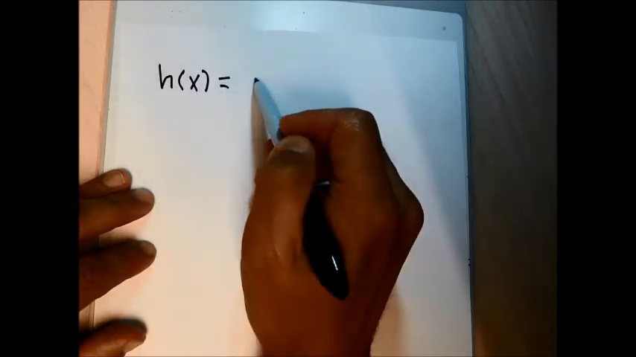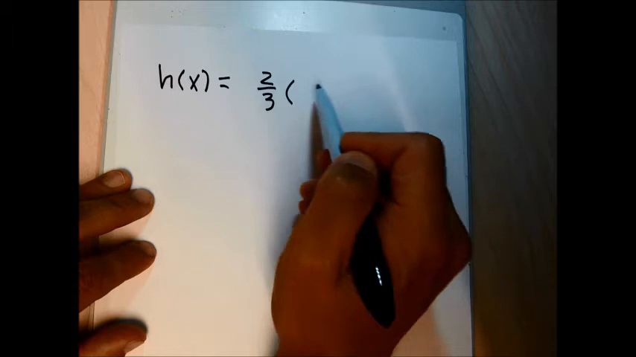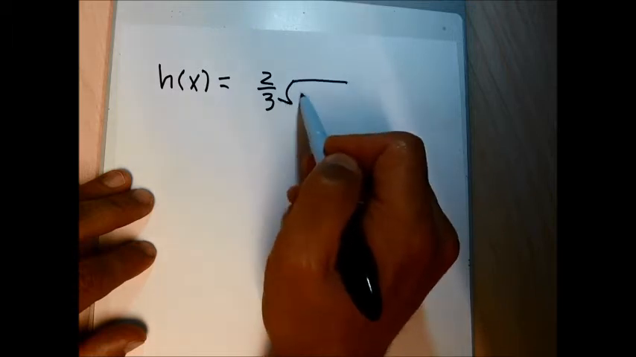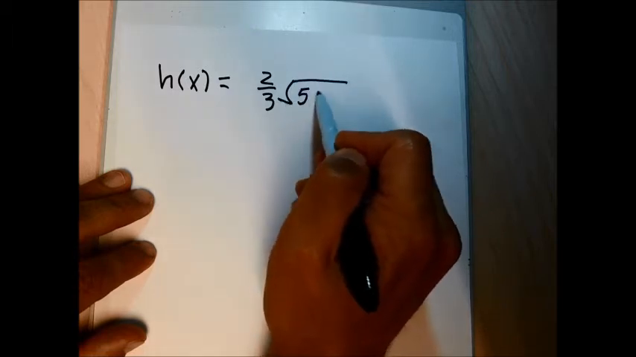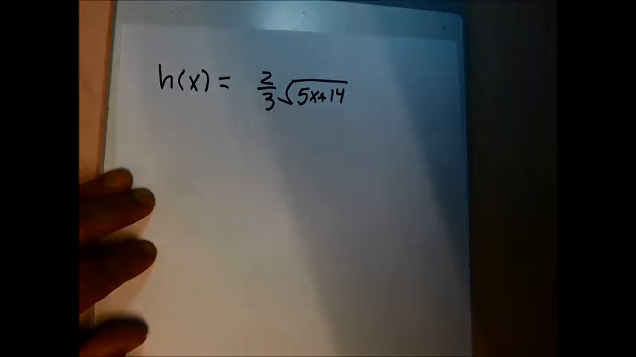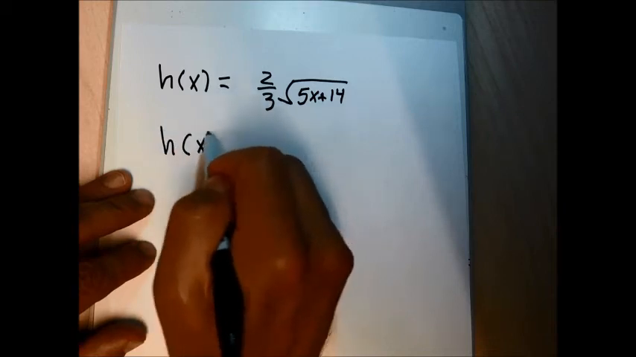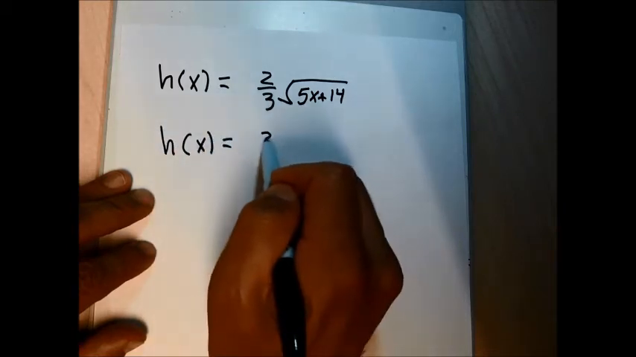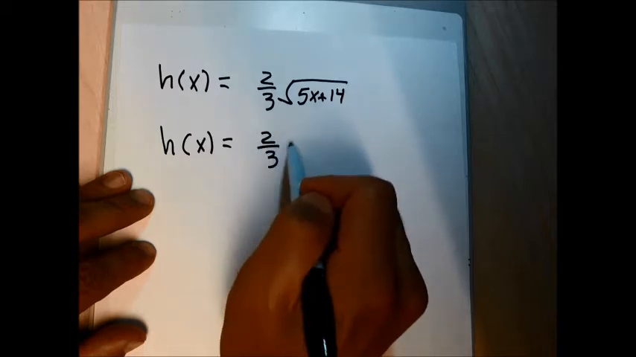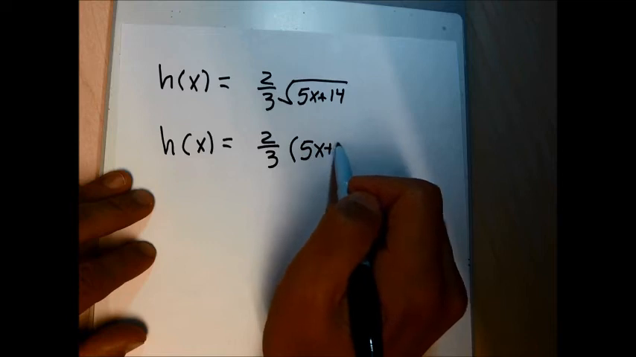So if I did h of x equals 2/3 times the square root of 5x plus 14. So it's an ugly square root, sorry about that. I have to write this with a fraction exponent. So this can be thought of as 2/3 times 5x plus 14 to the 1/2 power.